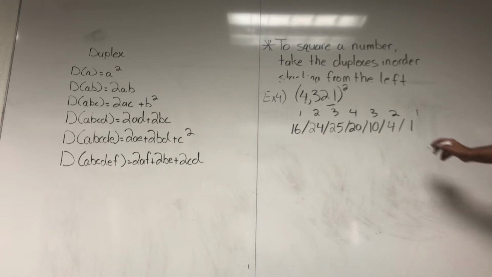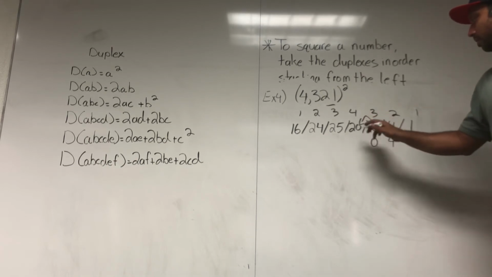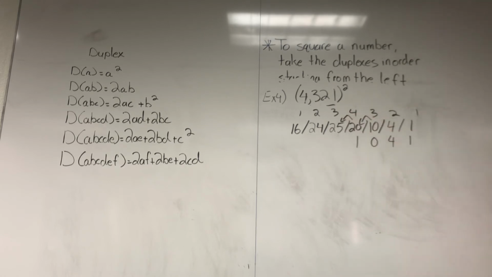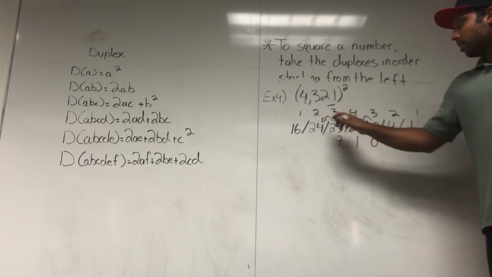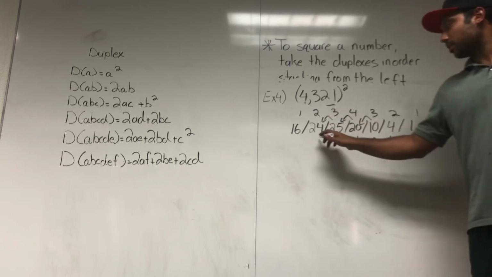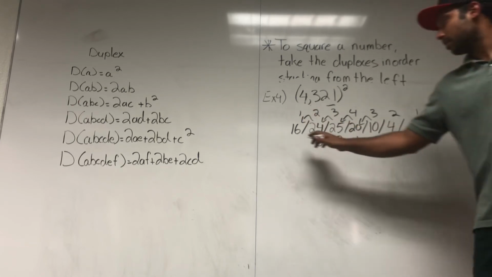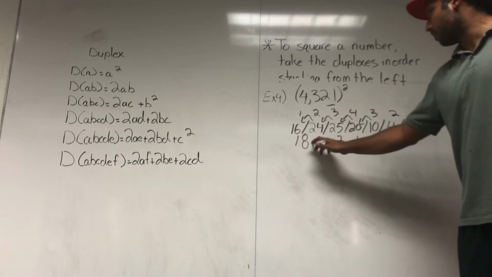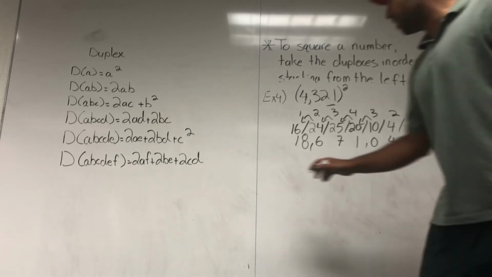So now we do the procedure. 1, 4, 0, carry the 1. 20 plus 1 is 21, so I'm going to write down 1, carry the 2. 25 plus 2 is 27, write down 7, carry the 2. 24 plus 2 is 26, write down 6, carry the 2. 16 plus 2 is 18. So, remember, you want to go 3 from the right and put commas. 18,671,041.